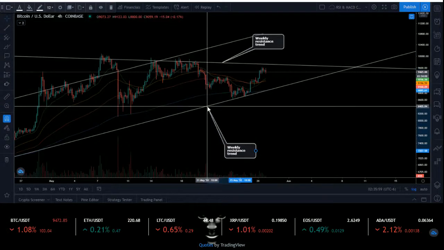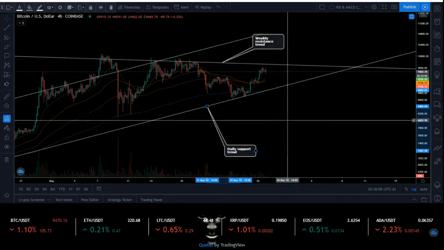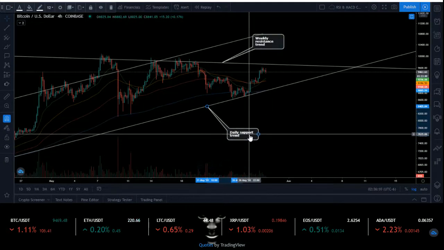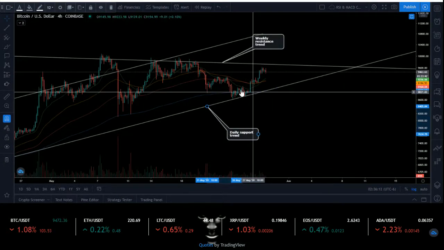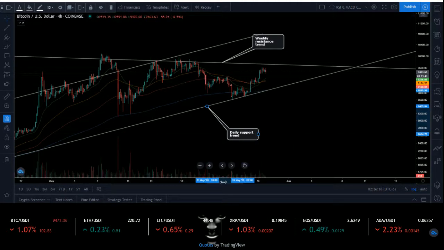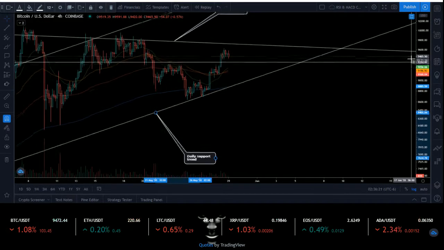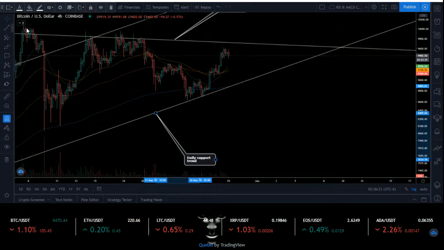Ito yung daily natin, right? Ito yung daily support trend. Diba? So, isang tingin mo lang, malalaman mo kung saan yung mga trend natin. Okay? So, yung kulang natin dito is the hourly, I mean the 4 hours. Okay, kung titingnan nyo dito, okay?